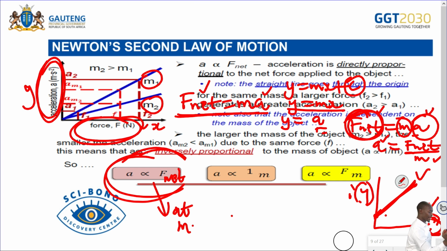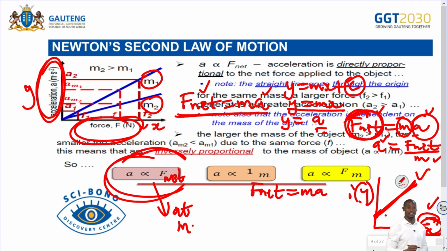So I'm having F net equals to MA. This is the equation that I have, and this equation is there on the data sheet, right? So I need to make, remember, y here is the subject of the formula. And what is y according to my graph? It is A. So I need to make A the subject of the formula, right? So A equals to F net over m. So I need to divide by m on both sides, all right?